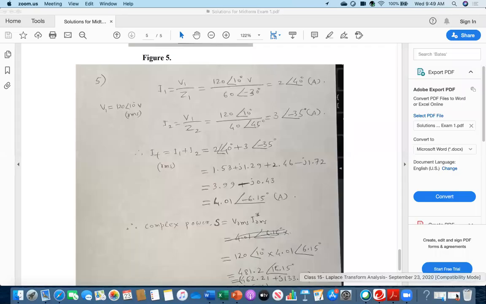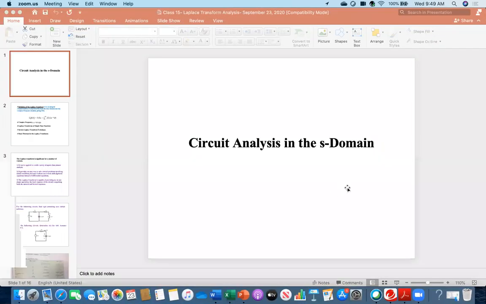Let me take you to the other file. Okay, everybody, can you see circuit analysis in the S domain? Yes, sir. So today we'll start the new chapter. Although we don't have much time, I will just start. I think this is chapter number 14, the application of Laplace technique into the circuit.